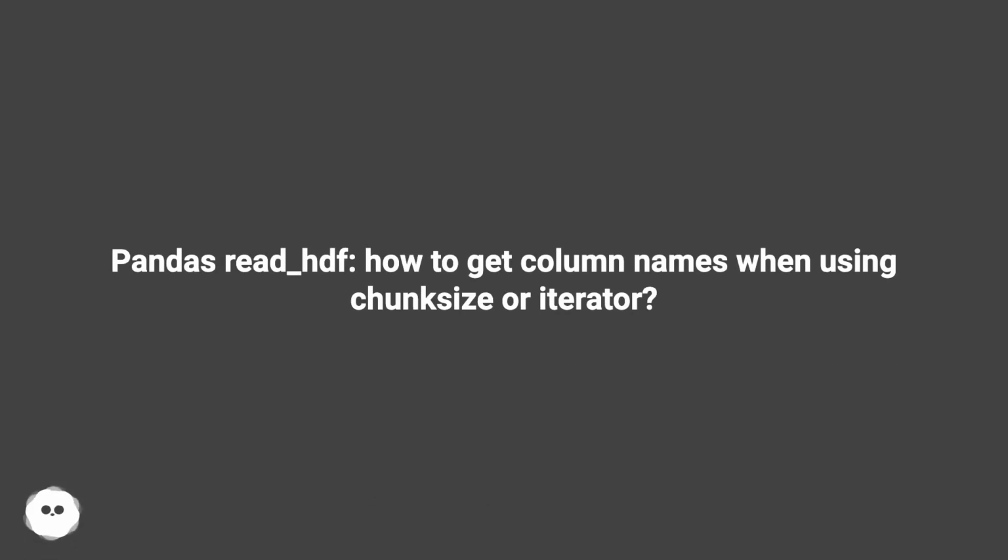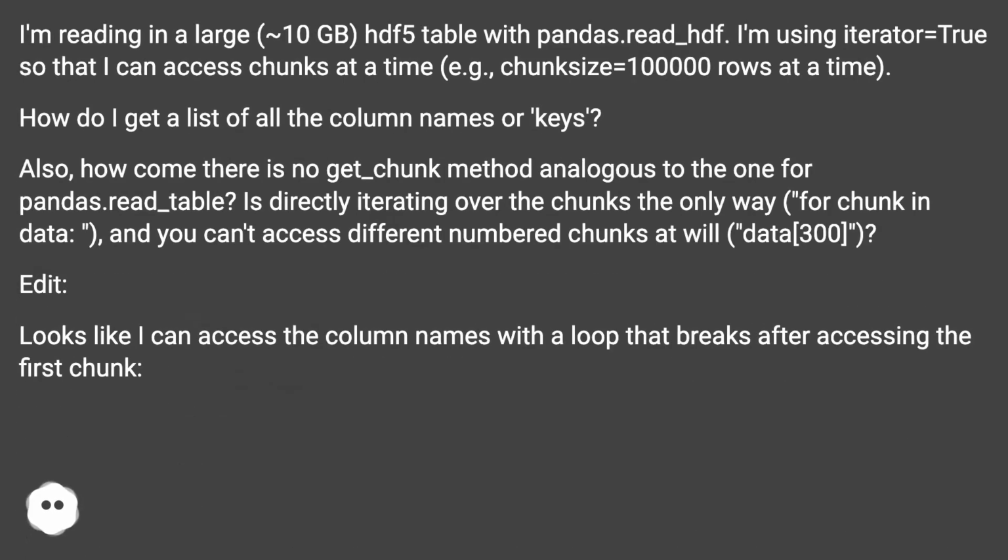Pandas read_hdf, how to get column names when using chunksize or iterator. I'm reading in a large, 10 GB, HDF5 table with pandas.read_hdf. I'm using iterator=True so that I can access chunks at a time, for example, chunksize=100,000 rows at a time. How do I get a list of all the column names or keys?